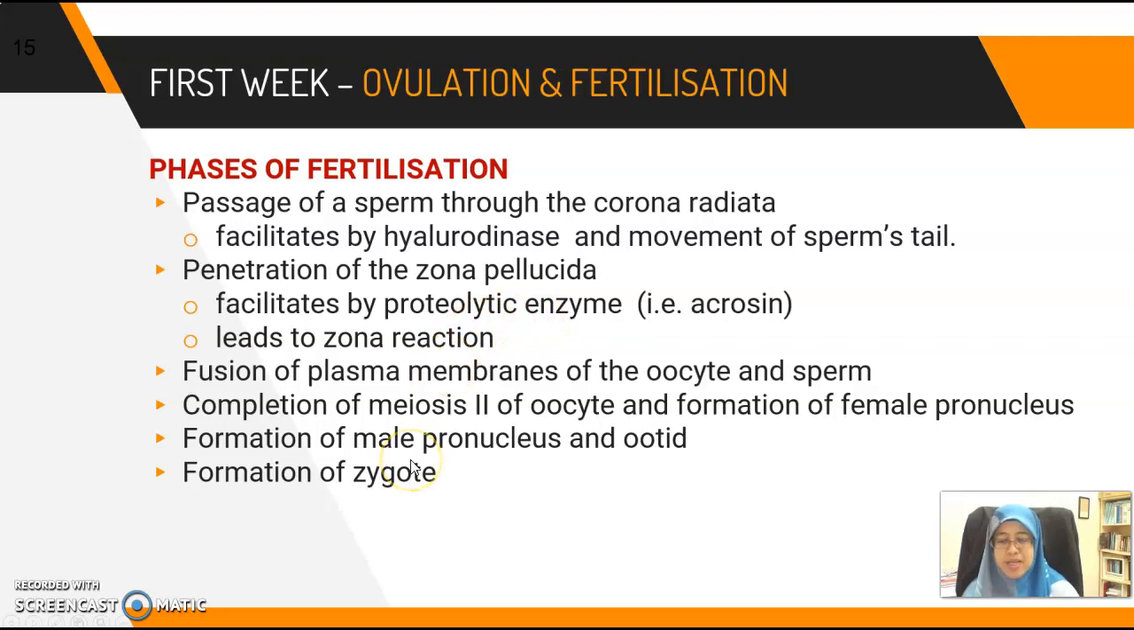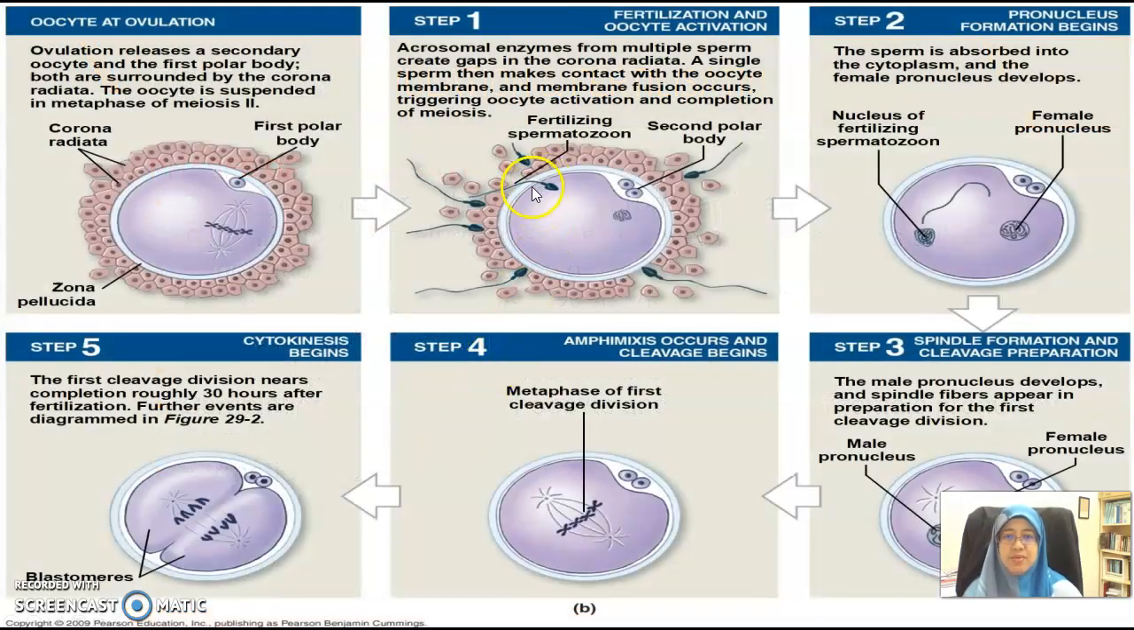For example, this one managed to penetrate the corona radiata, and when it reaches the zona pellucida, it produces another enzyme, acrosin. By releasing this enzyme, it can make a tunnel so that it can make its way into the secondary oocyte.